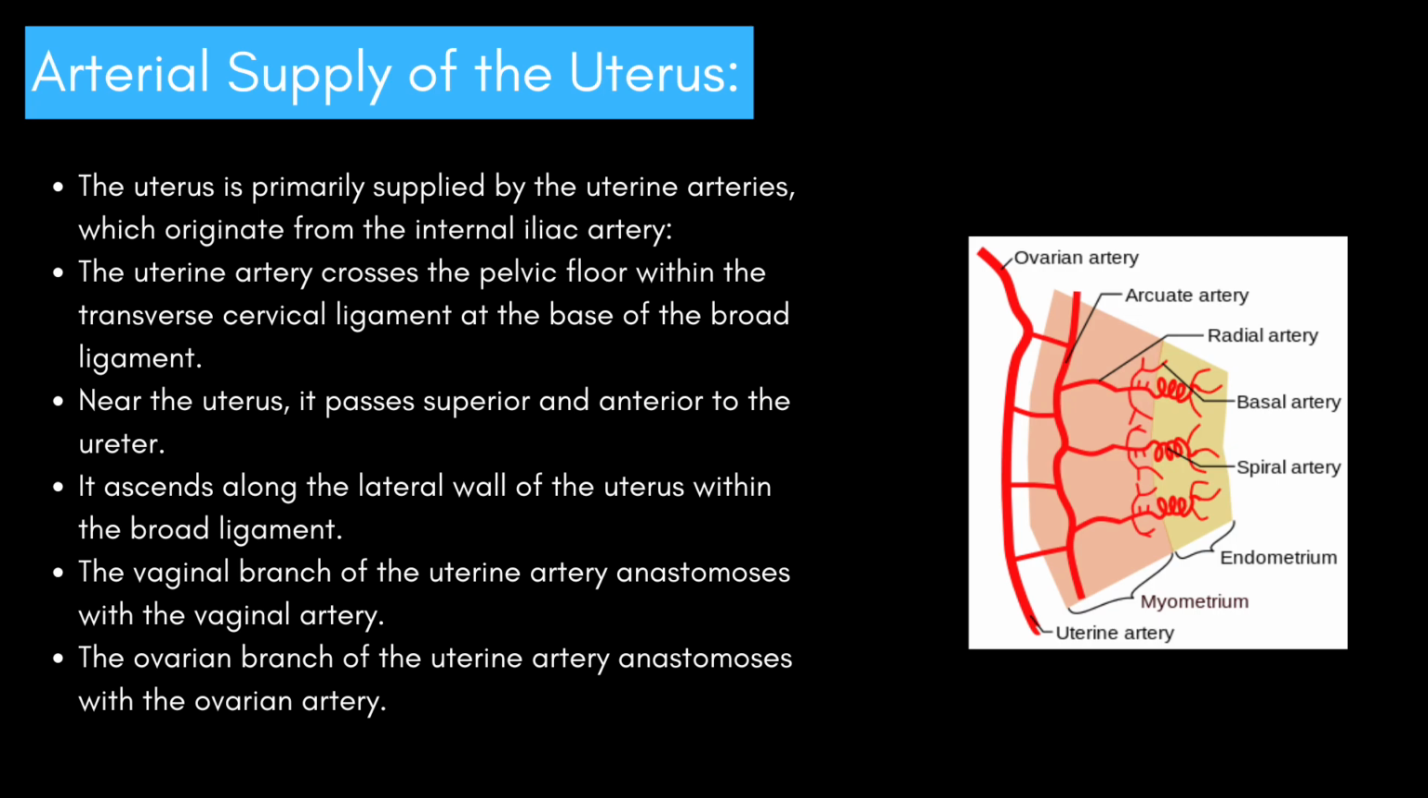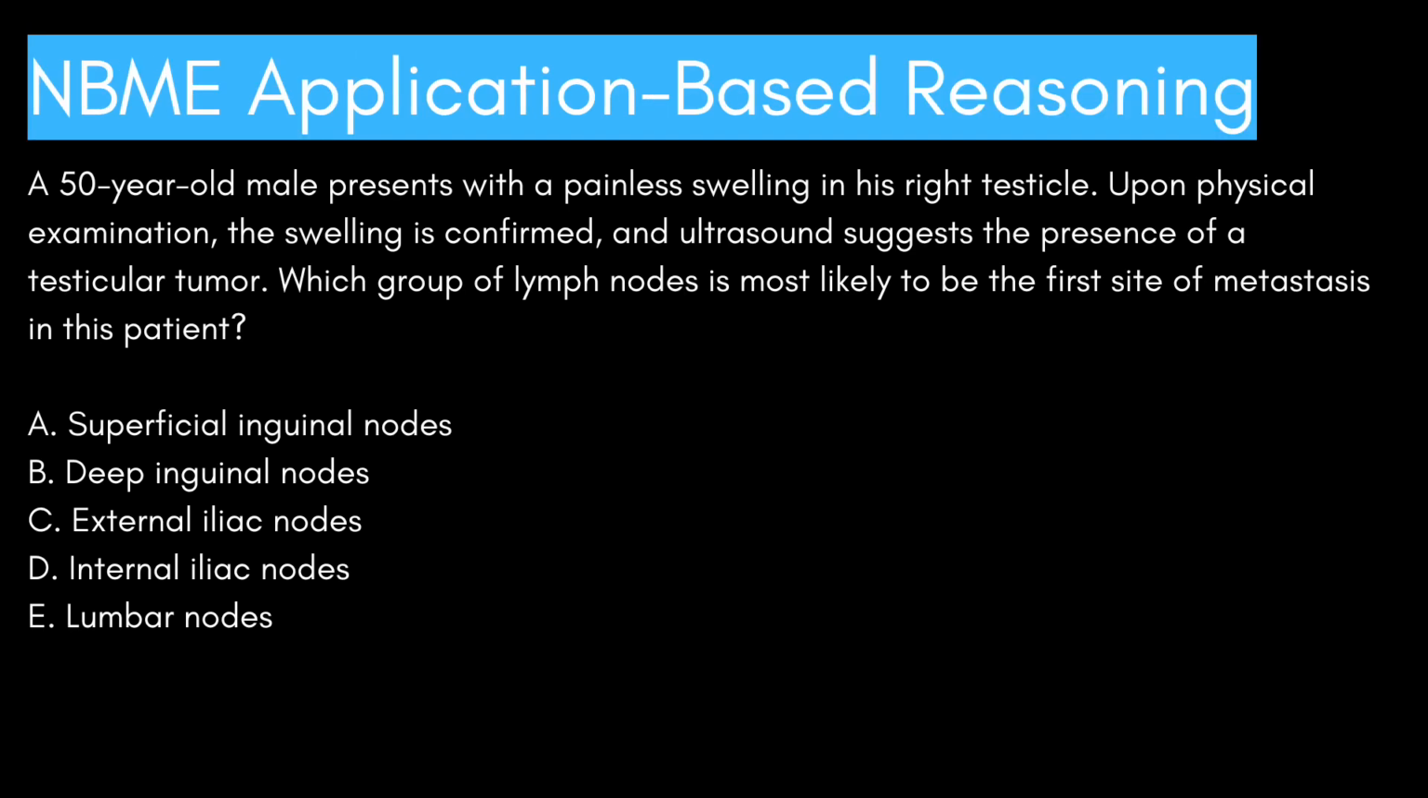All right, guys, now that we have covered all of the content, let's go ahead and take a look at some questions to review the knowledge you have gained so far. A 50-year-old male presents with a painless swelling in his right testicle. Upon physical examination, the swelling is confirmed, and ultrasound suggests the presence of a testicular tumor. Which group of lymph nodes is most likely to be the first site of metastasis in this patient?